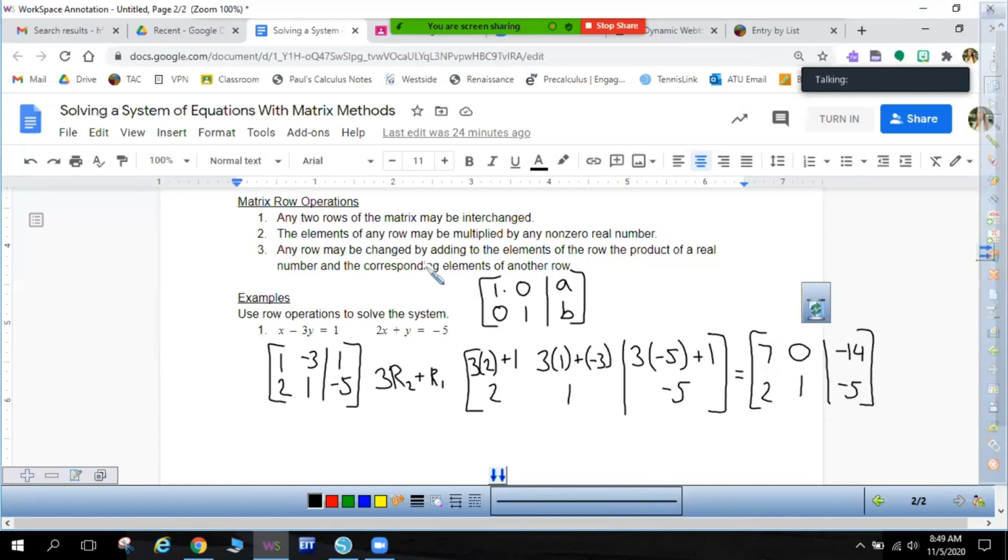So we can do that by using the second row operation, which says we can multiply any row by any number as long as it's not 0. So to make 7 become 1, we can multiply by 1/7. So we're going to take 1/7 and multiply it by the first row. 1/7 times row 1.